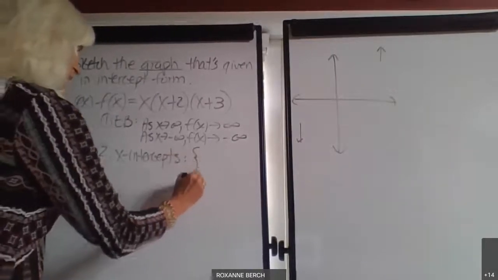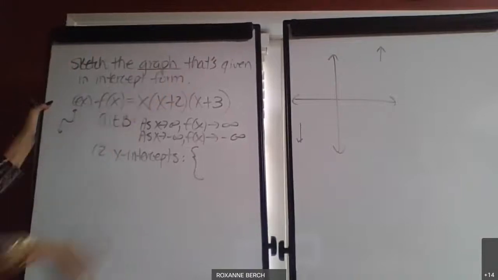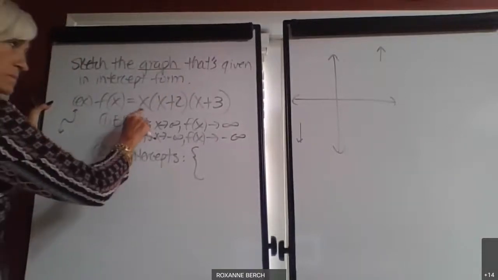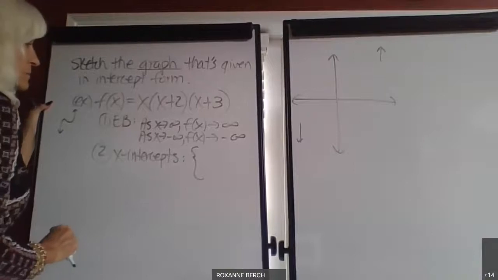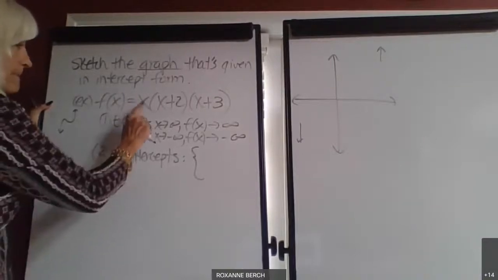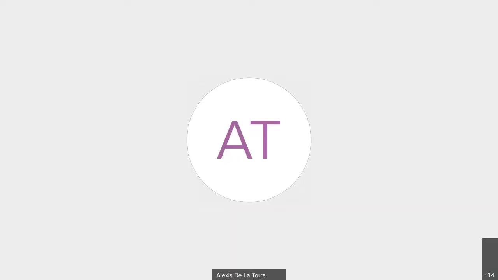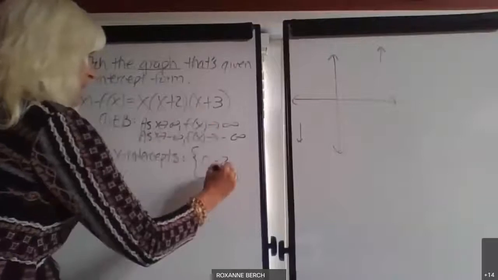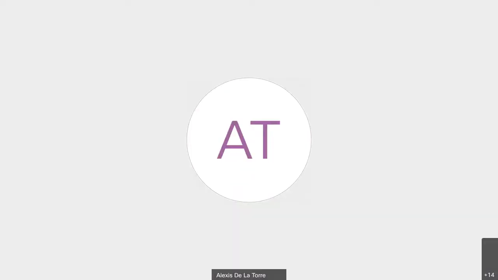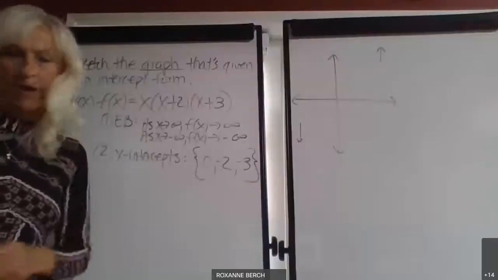So what are the X-intercepts? I don't know, look at this. What makes that 0? Come on, what makes that 0? 0. What makes that 0? -2. What makes that 0? -3. Okay, now your book teaches this really weird thing, and I have it on my notes to teach it.